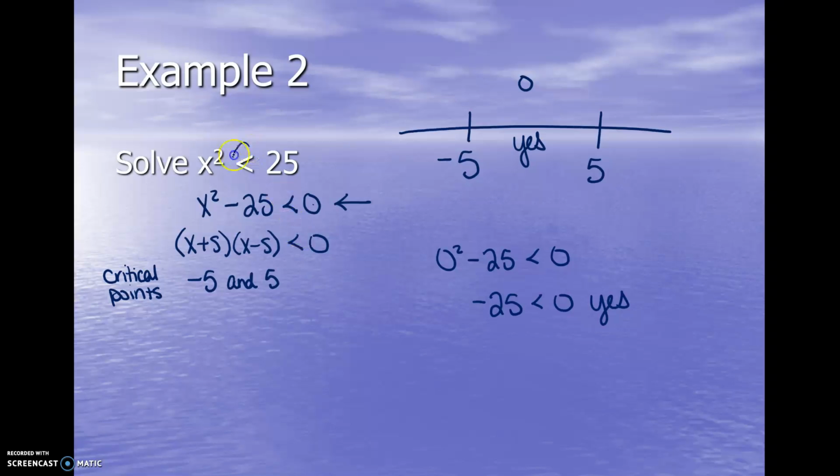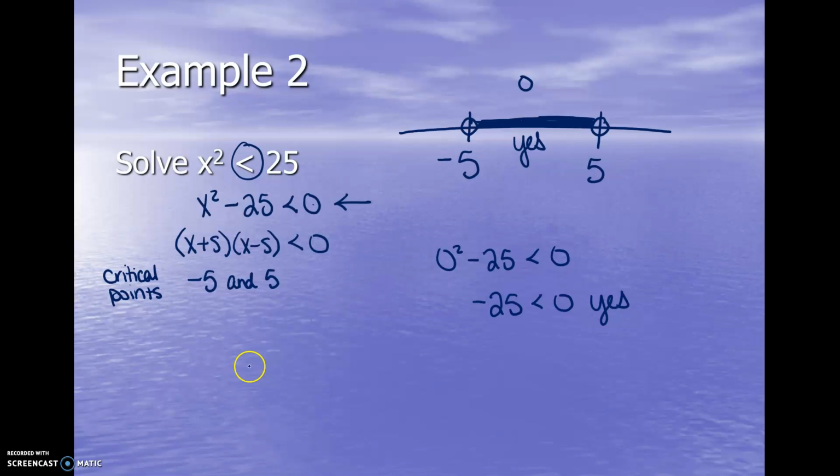We need to go back to the original symbol used. It's a less than symbol. Do you remember open circles and closed circles? A less than circle would be an open circle, and you're going to shade the region of this number line that we said yes to. If the middle is yes, this means the outside portions are going to be no. So if I tried negative 6, it would not work. If I tried positive 6, it would not work.